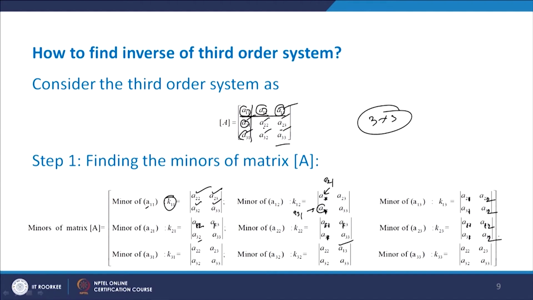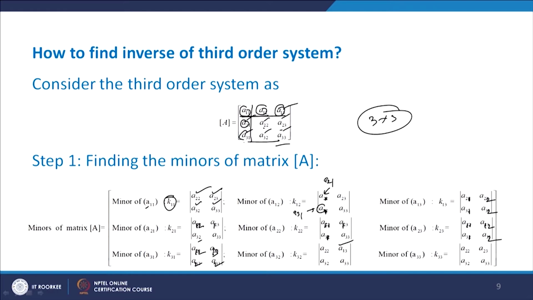Next, we have to take the principal minor of the remaining element, that is A31. A31 means we have to remove this row and this column. So, what elements will we get? We will get the elements A12, A13, then A22 and A23. Then the principal minor of A32.